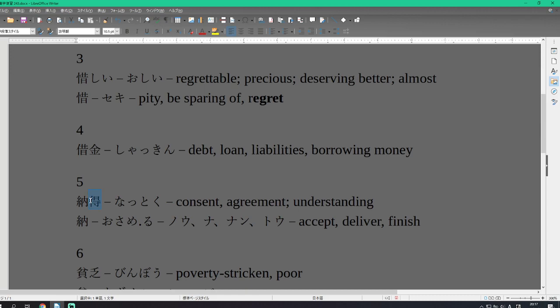Toku on the right side, I think means to earn, right? To earn or to acquire, to gain or get. So you acquire an acceptance or delivery with consent or agreement. You are accepting some acquisition. Consent or an agreement. Osameru is accept, deliver, or finish.